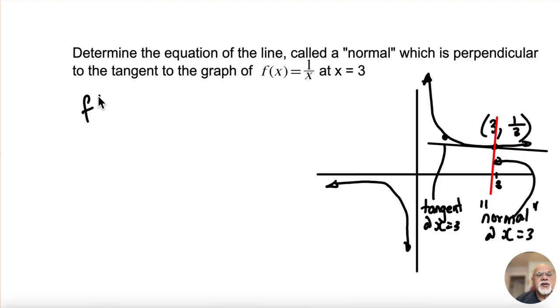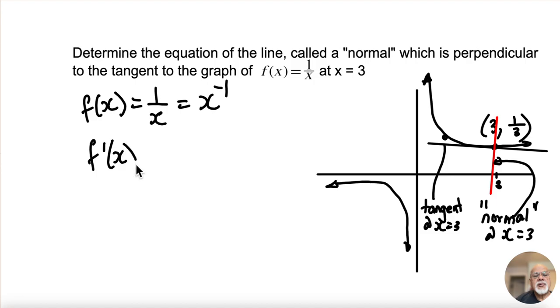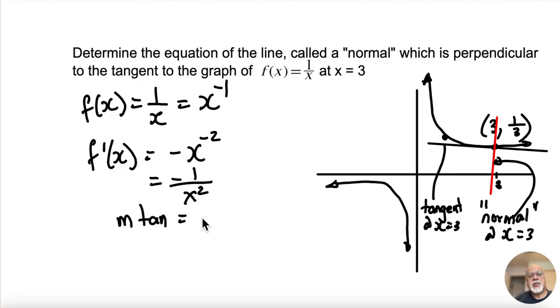All right, well, if f of x is equal to 1 over x, that would just be the same as x to the minus 1. And then f prime of x would be the derivative of this. So the negative 1 comes out in front, x, and then you reduce the exponent by 1, so that becomes negative 2. And so this ends up being negative 1 over x squared. And so the slope of the tangent, at x equal to 3, would be negative 1 over 9.